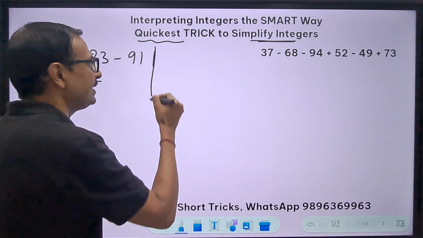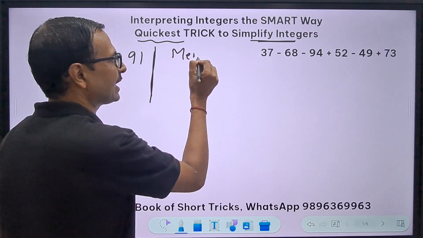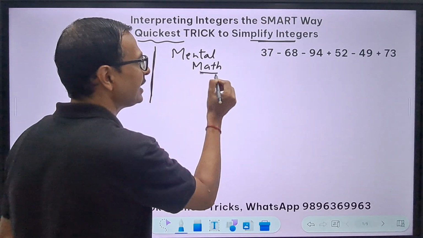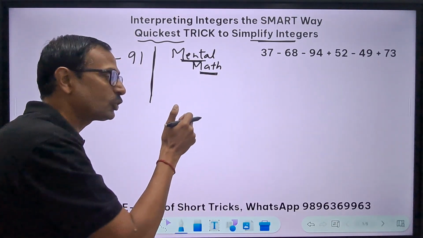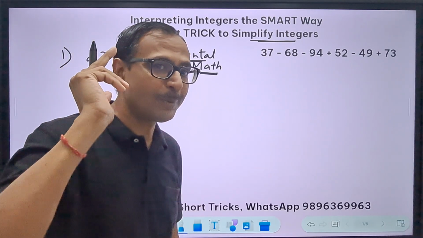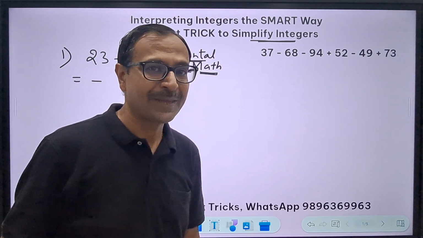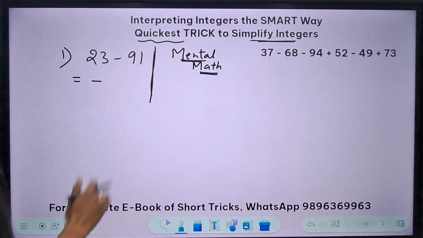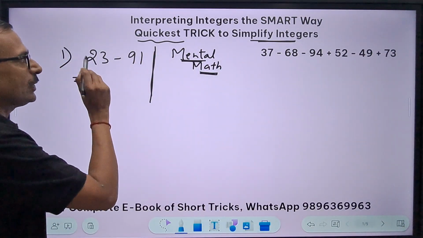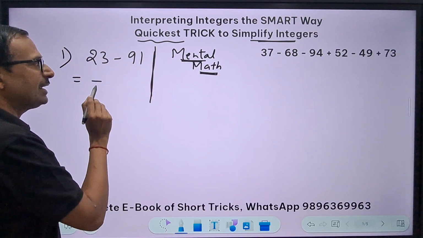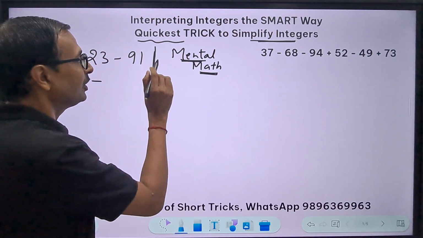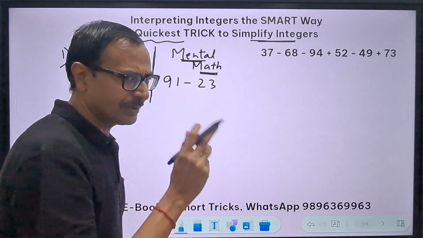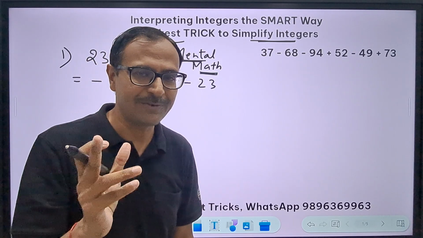But the mental math step, which I'll write here, mental math step. See, I'm writing here, that is why I'm taking so much of time. But this is not to be written. This is what your mind should process. And you will get the answer immediately. So, mental math. When you think about 23 minus 91, you should immediately write minus, and then your mind should think 91 minus 23. Okay, obviously that thought will come in your mind first, right?